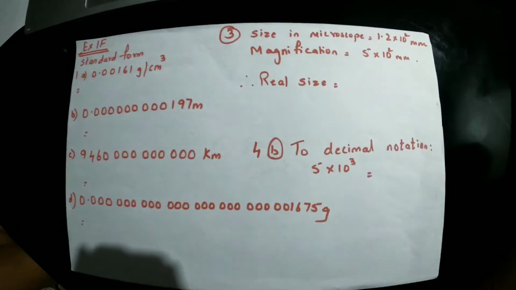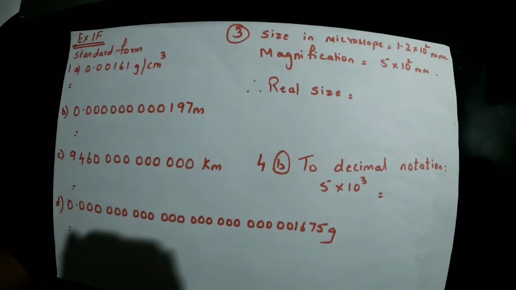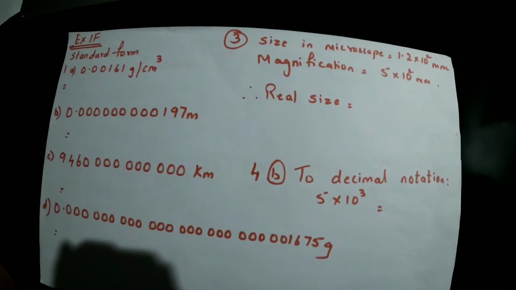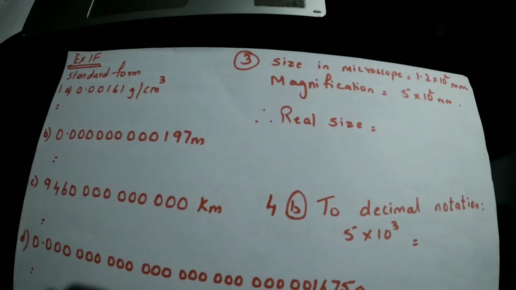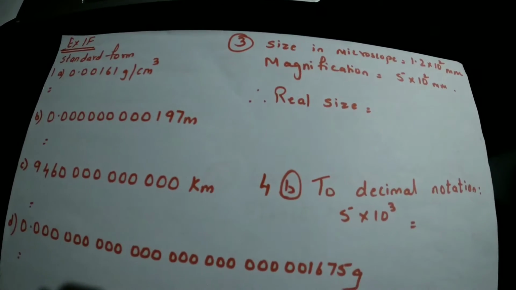So let's start with exercise 1F. I'm reading the question for you. First question is, find the measurements below in the form a into 10 raised to n, where you have to write the number between 1 and 10 and n is an integer.